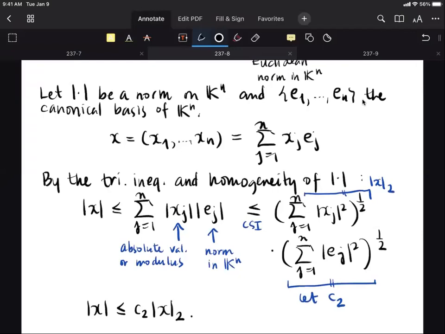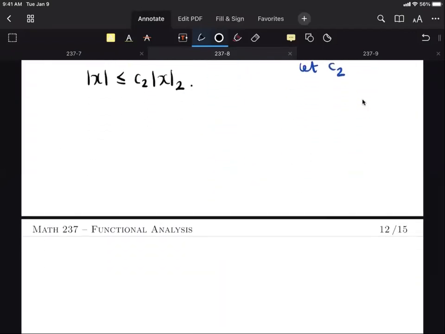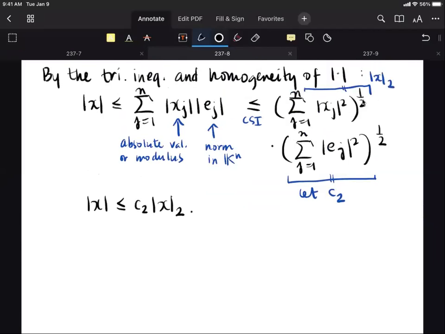To prove the reverse inequality, let us define C sub 1 to be the infimum of the norm of X where X has a Euclidean norm equal to 1. Since the norm is non-negative, this is non-negative as well. Now, let us see what if C1 is 0.